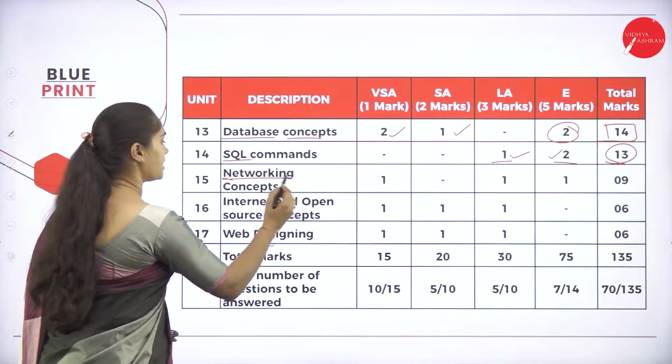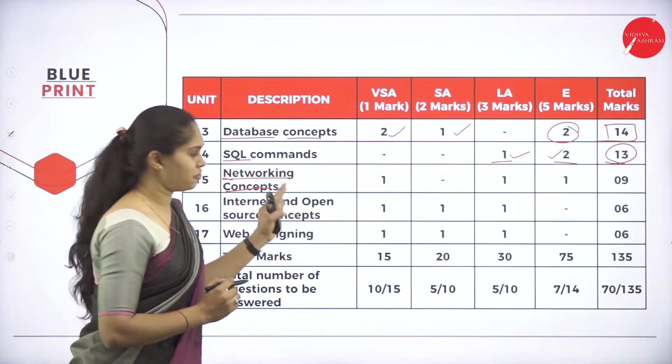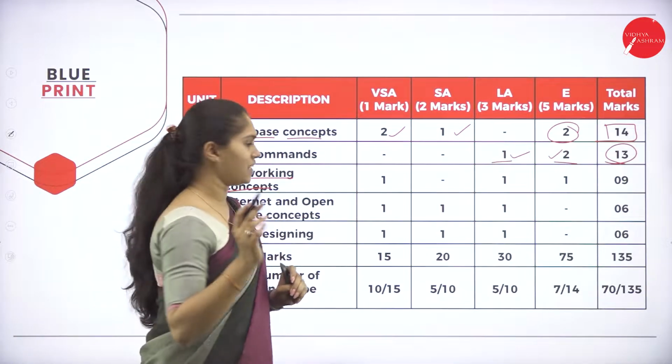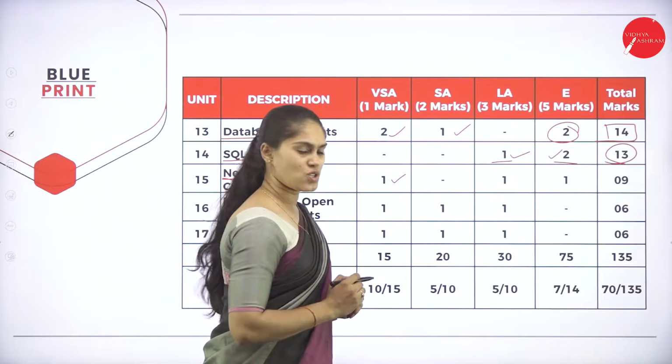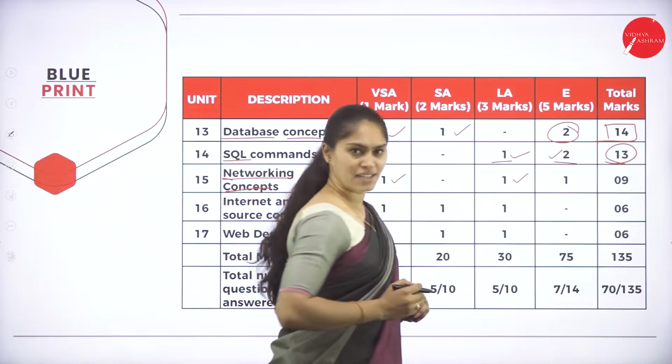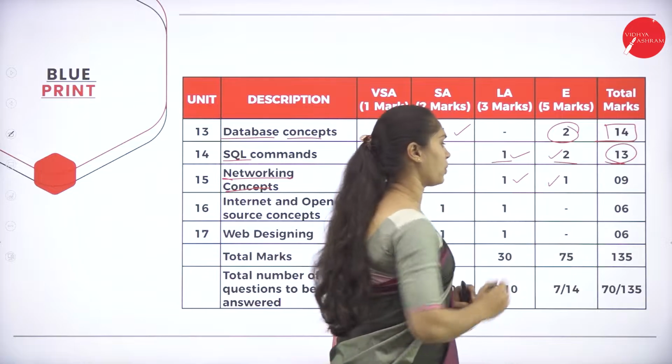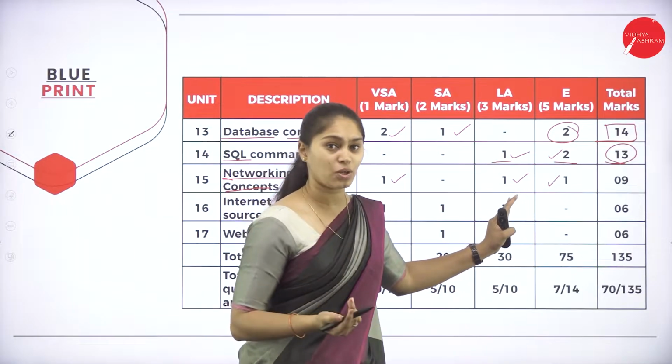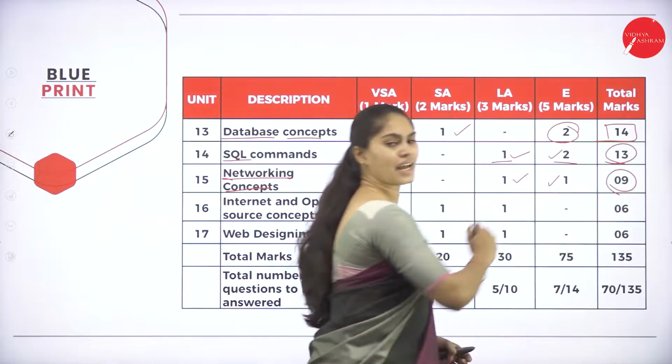Next topic, that is networking concept. Chapter number 15, networking concept. In this, 1 question for 1 mark, no 2 mark question, 1 question for 3 marks and 1 question for 5 marks. So totally you are going to get 3 questions and that is for 9 marks.